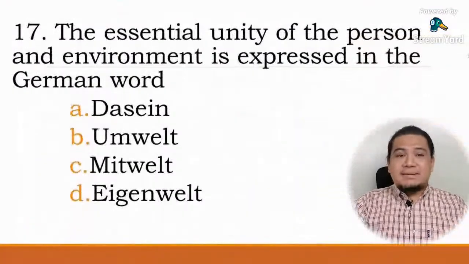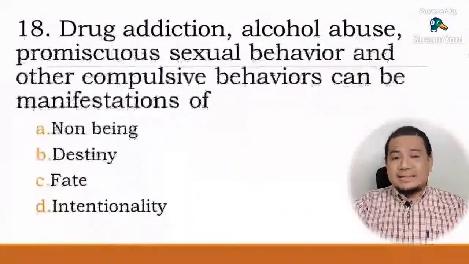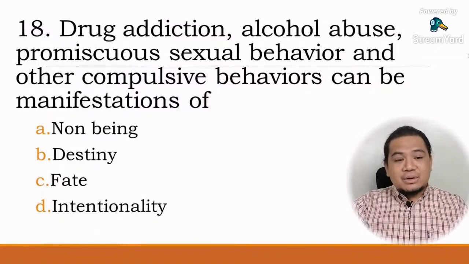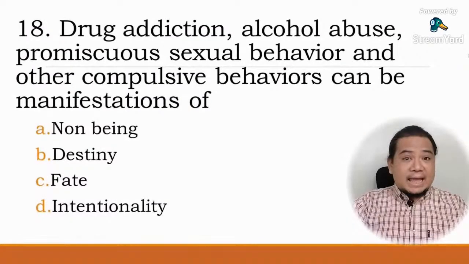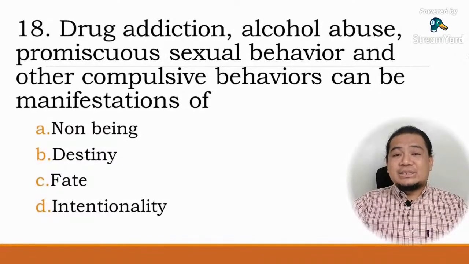Number 17. The essential unity of the person and environment is expressed in German word A, the sign, B, Umwelt, C, Mitwelt, or D, Eigenwelt. Number 18. Drug addiction, alcohol abuse, promiscuous sexual behavior, and other compulsive behaviors can be manifestations of: is it A, non-being, B, destiny, C, fate, or D, intentionality?